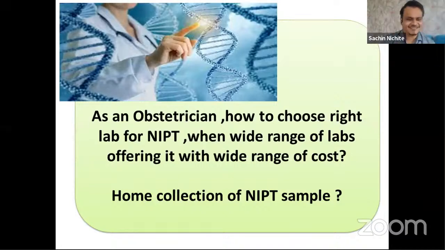Right. My sub question is for Pratima ma'am. Ma'am, NIPS is just a screening test, just like quadruple or double marker. So we collect double marker, quadruple marker at home. Why not NIPT at home?